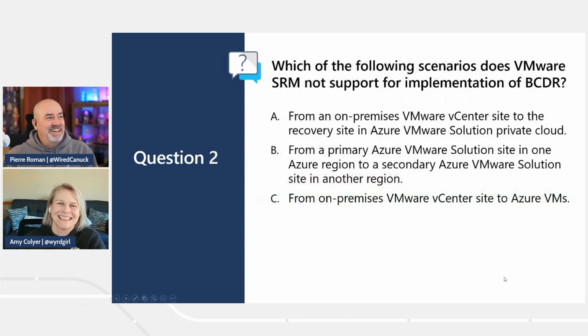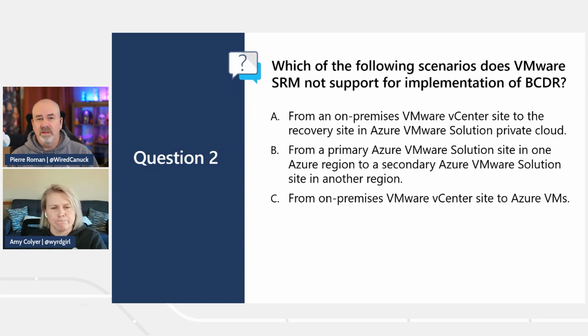Why don't you take this next question? All right. Which of the following scenarios does VMware SRM not support for implementation of BCDR? A, from an on-premises VMware vCenter site to the recovery site in Azure VMware Solution Private Cloud. B, from a primary Azure VMware Solution site in one Azure region to a secondary Azure VMware Solution site in another region. So far it sounds reasonable. And then last is from on-premises VMware vCenter to Azure VMs, like to IaaS.